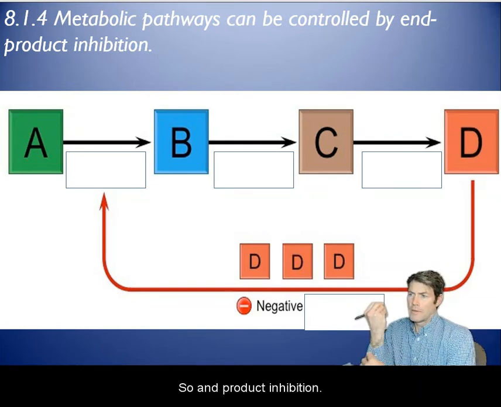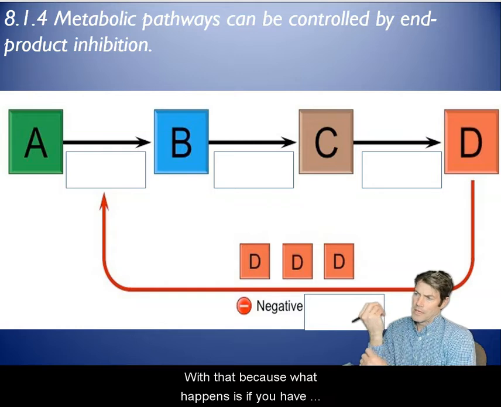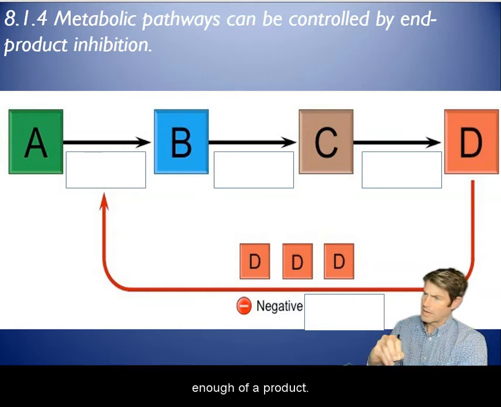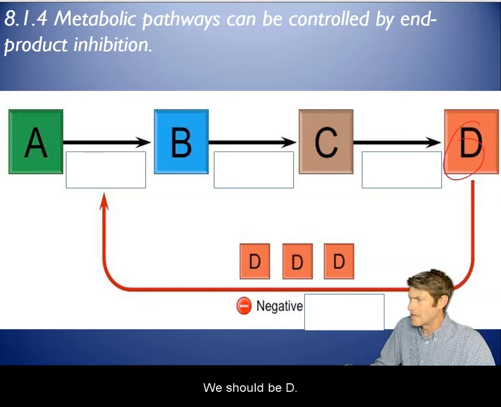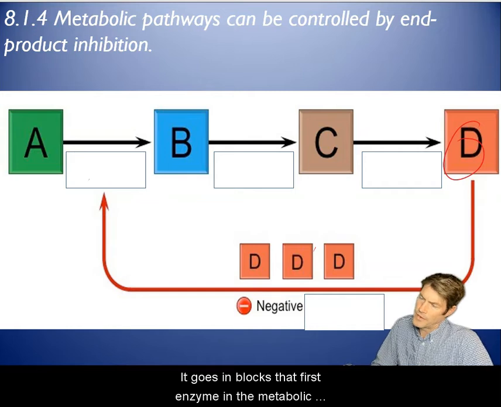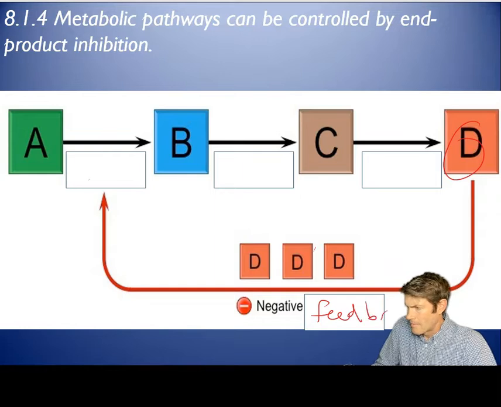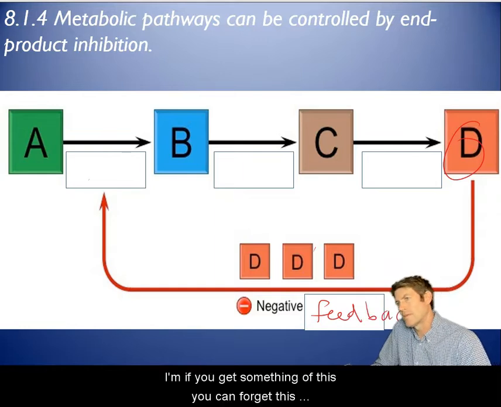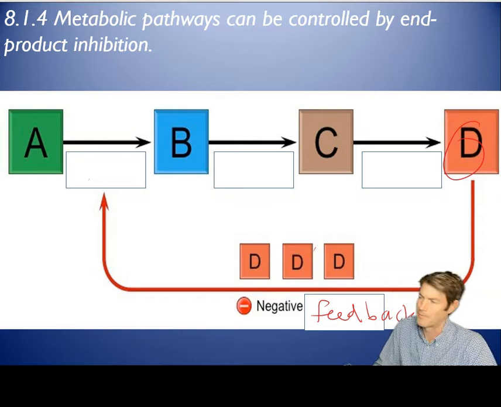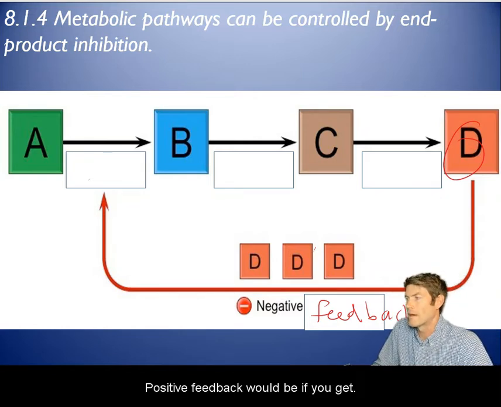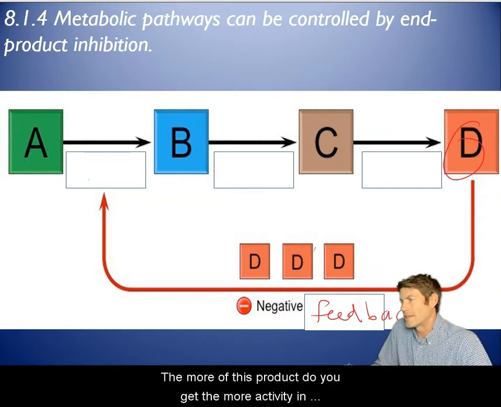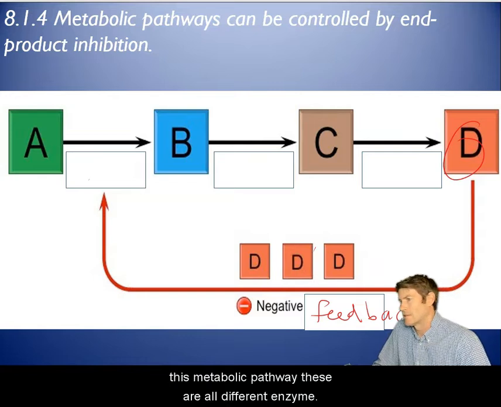So end product inhibition helps with that, because what happens is if you have enough of a product, which would be D, it goes and blocks that first enzyme in the metabolic pathway, so no more is made. And that's called negative feedback. Meaning, if you get this product, it blocks the production. Positive feedback would be if the more of this product D you get, the more activity in this metabolic pathway. But these are all different enzymes.